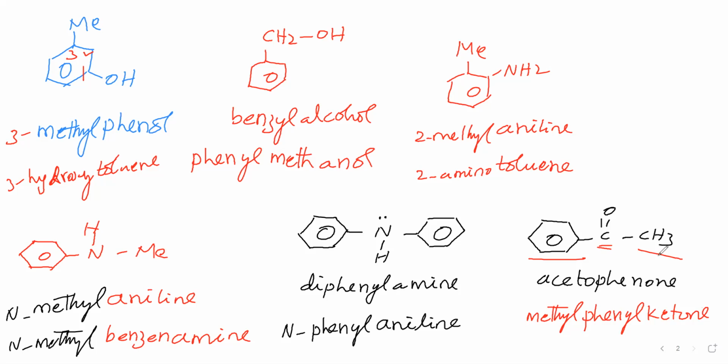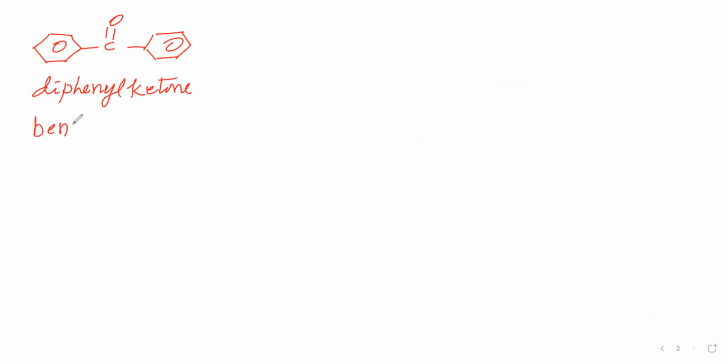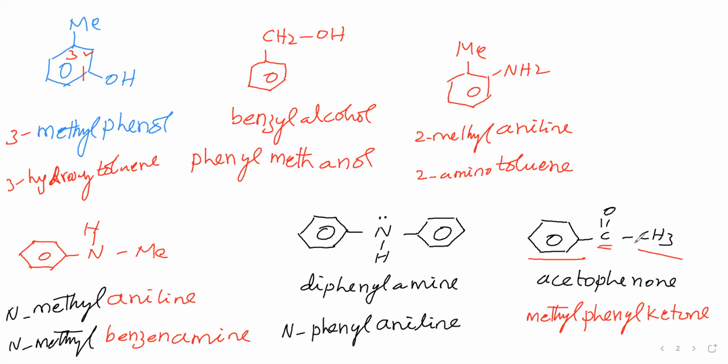Next we will take here phenyl, CO, phenyl. This is phenyl, it is phenyl, therefore diphenyl. This CO is called ketone. Diphenyl ketone we can say. Another name of this one is benzophenone. It is benzophenone, whereas it is acetophenone. Acetophenone means CH3 will be there. Benzophenone means C6H5 will be there.